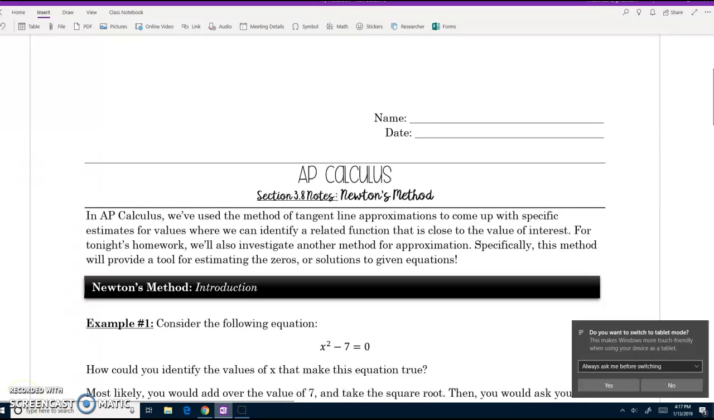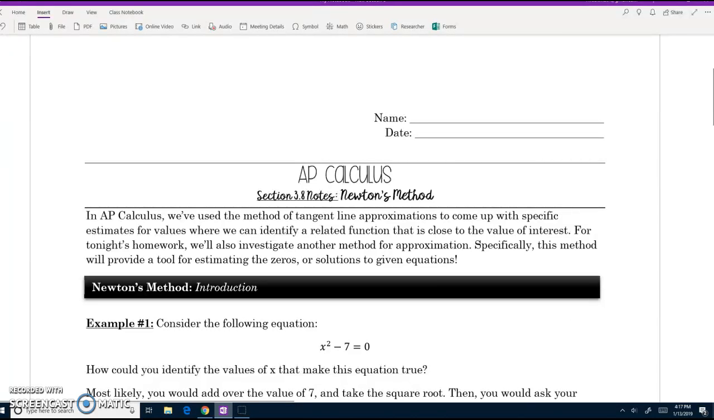Hi AP Calculus students. Today, after we do our speed meeting, we're wrapping up section 3.7, which deals with applied work in optimization. We're going to get to section 3.8 in our textbook, which deals with a topic known as Newton's method.